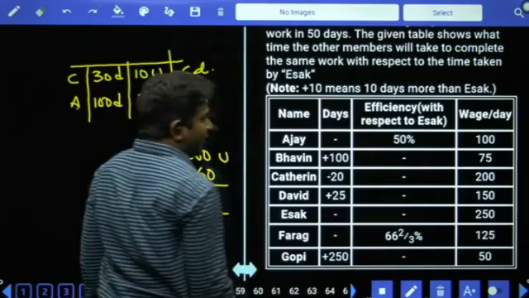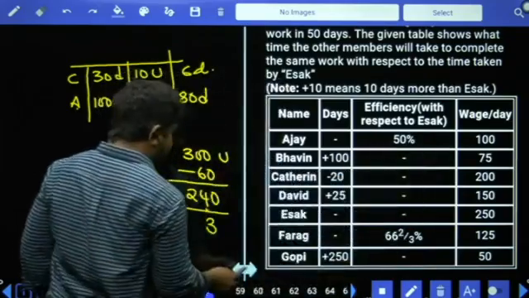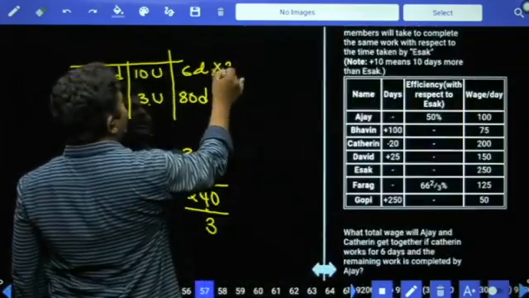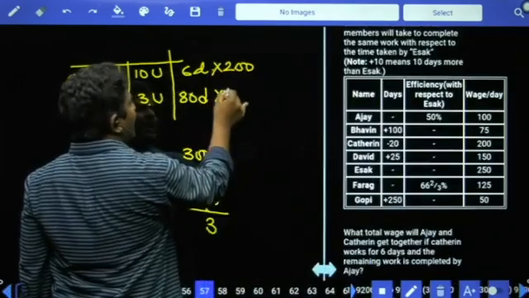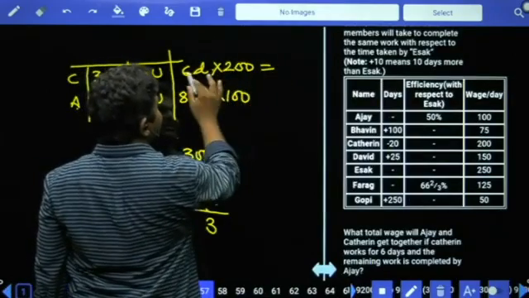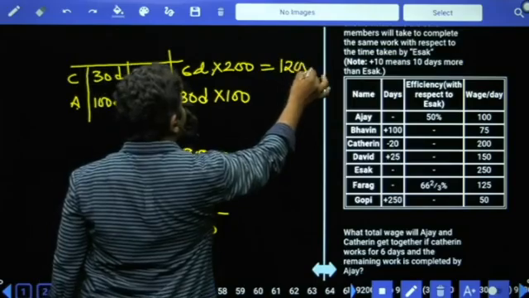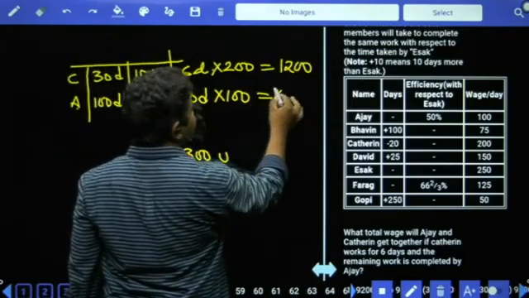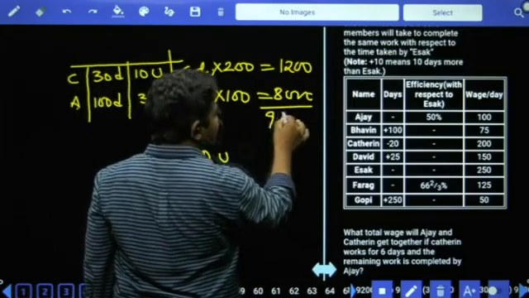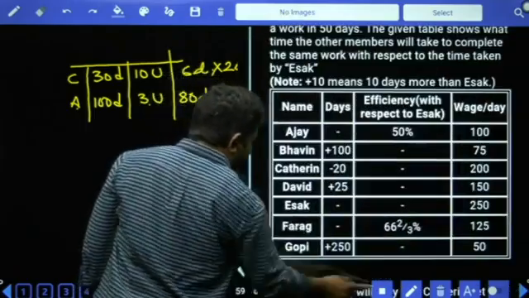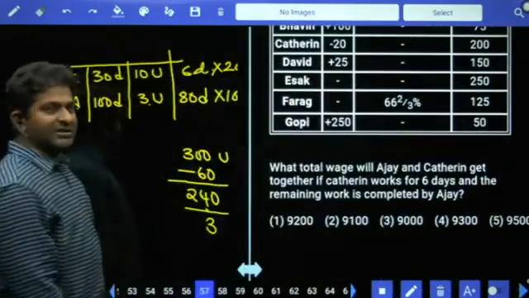Catherine is getting 200 rupees, Ajay is getting 100 rupees. Catherine getting 200, the cost is equal to 6 into 200, which is 1200, and Ajay is getting 100, which is 80 into 100, that is equal to 8000, and the total cost is equal to 9200. So 9200 is our final answer, which is the first option.